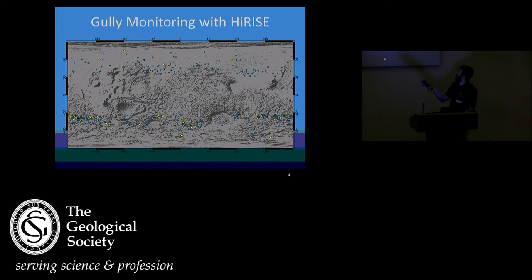What you can see here, the yellow sites are the ones that are currently known to have activity. The blue sites are the monitoring sites where we haven't yet seen activity. And I believe it's on the order of 14% of sites in the southern hemisphere have been active at least once, and a few percent in the northern hemisphere. The north appears to be less active.